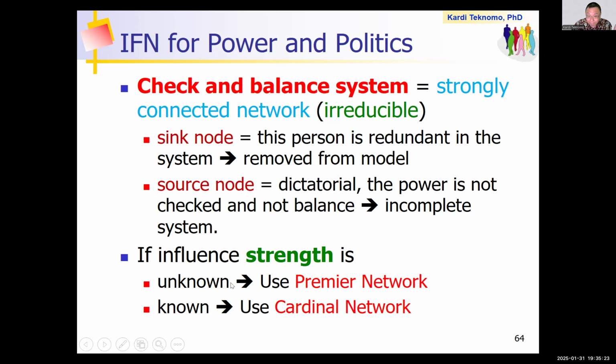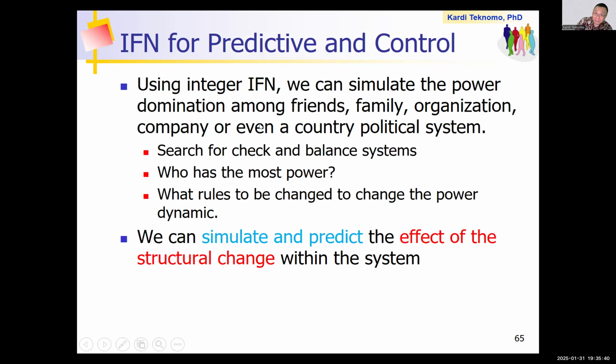If you know the strength, you can use a cardinal network, a special type of IFN, which is integer. If you don't know the strength, you can use a premier network. Again, next week we can discuss in more detail. Using integer IFN, you can simulate power domination among friends, family, organizations, companies, even a country's political system. You search for a check and balance system, see who has the most power, and then you can also change the rules. So you can simulate and predict the effect of structural change in the system.